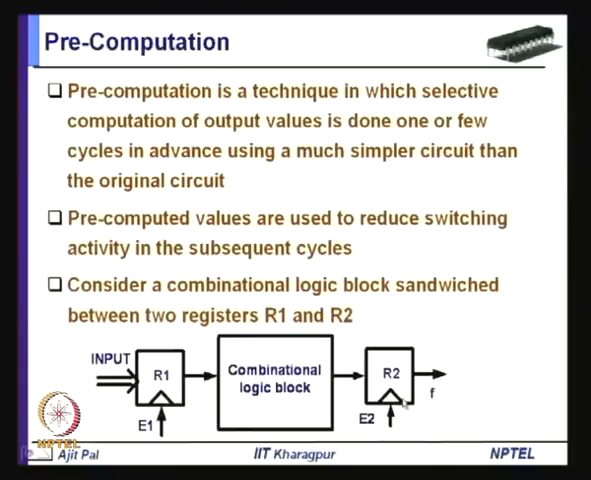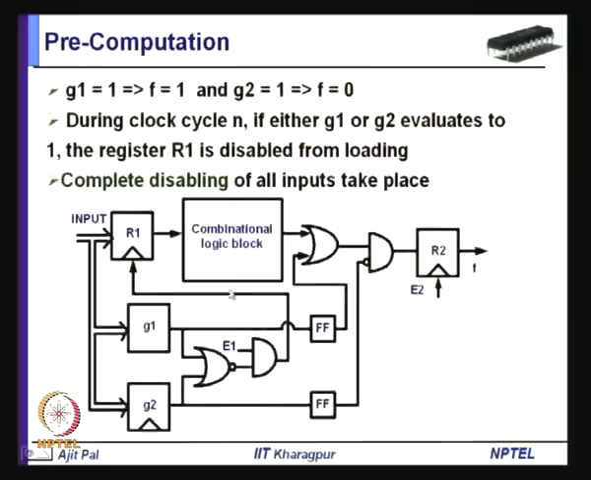So, this is the original hardware. Now, pre-computation can be done by adding two additional hardware blocks, much simpler than this combinational logic block: G1 and G2. G1 is 1 when F1 is 1. So, that means when this combinational circuit is 1, this G1 is 1.